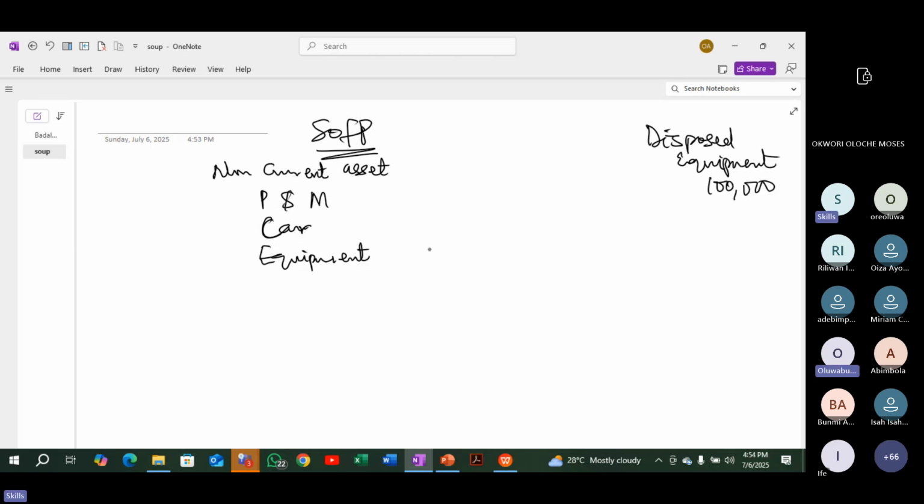And here, the equipment that you have is 500,000. The car you have is 200,000. And the plant and machinery is 100,000. Now, accountant, if I want to solve it, we were told that they want to dispose part of the equipment. So in my solution, I'll rewrite this, then put this one into bracket, minus 100,000.